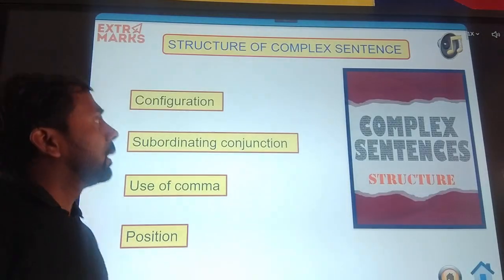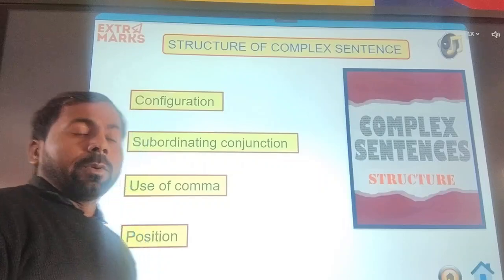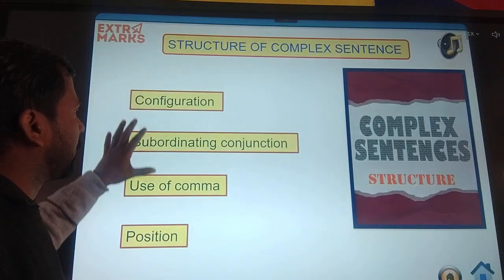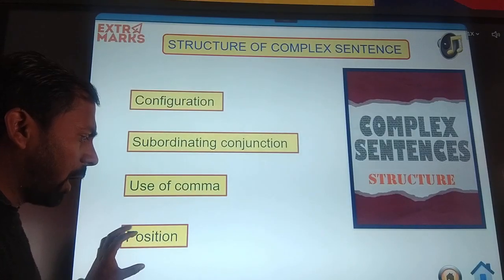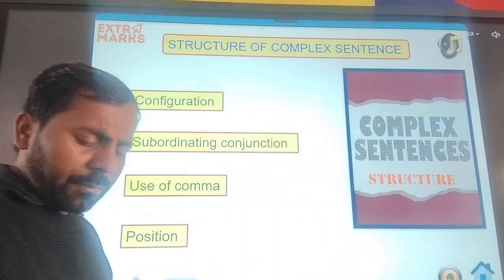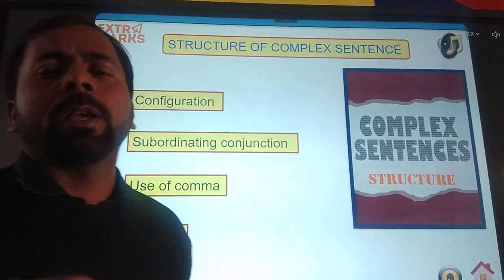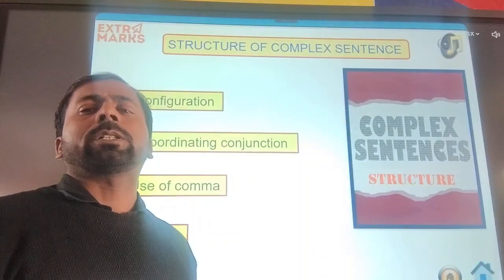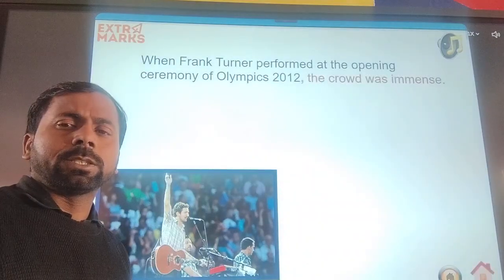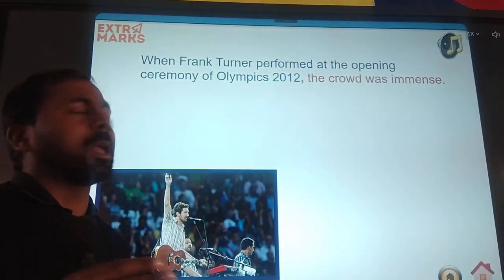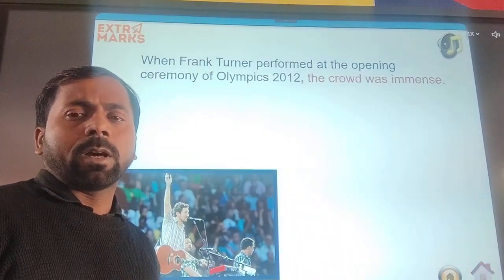Here we study the structure of the complex sentence. Okay, a complex sentence has configurations: subordinating conjunction, use of comma, position. As you know, when you study the parts of speech, one of the parts is the conjunction. A conjunction is a joining word, and conjunctions are divided into two parts: subordinate or coordinate.